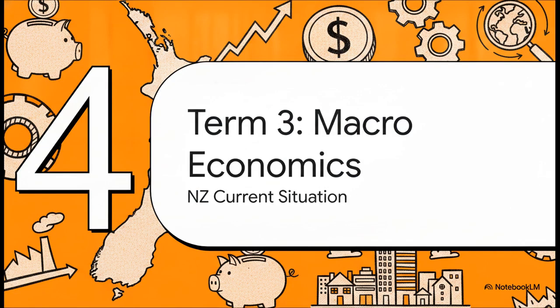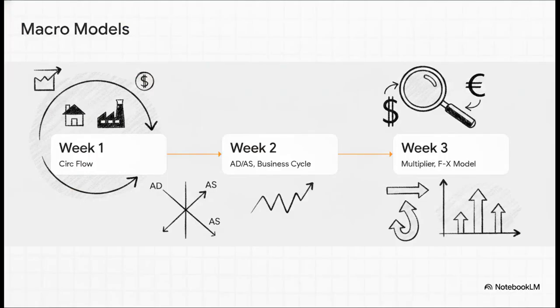All right, Section 4, Term 3, Macroeconomics, the big picture. In Term 3, your perspective completely expands to take in the entirety of the national economy under Standard 91403. Week 1 starts with the circular flow model. By week 2, you're scaling up to aggregate demand and supply and the business cycle. And then by week 3, you're mastering the multiplier and the foreign exchange model.